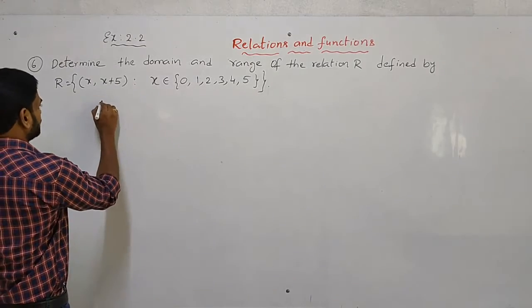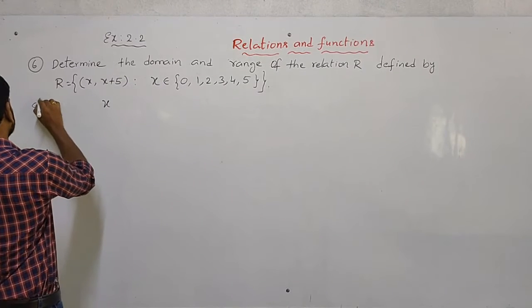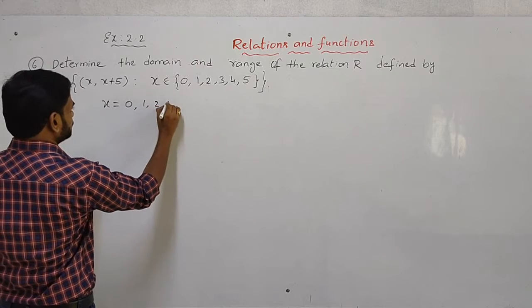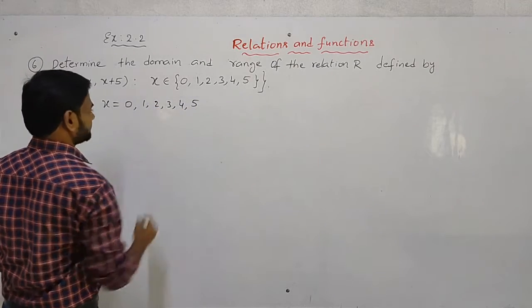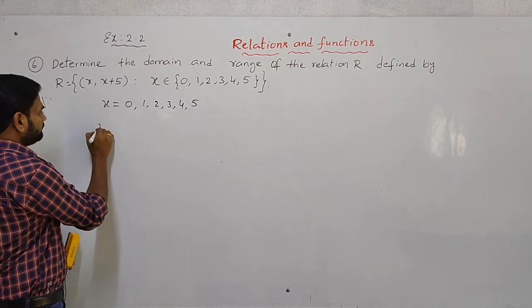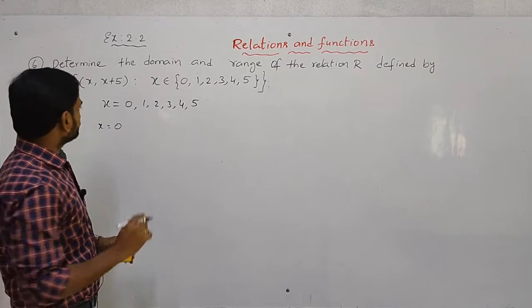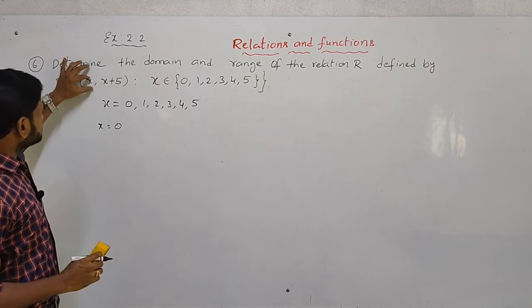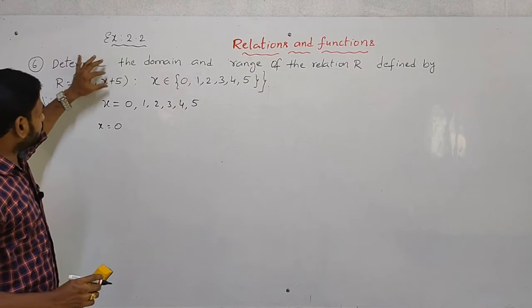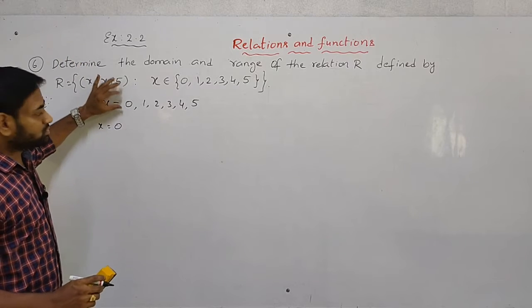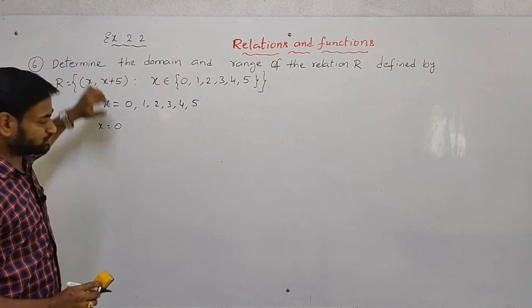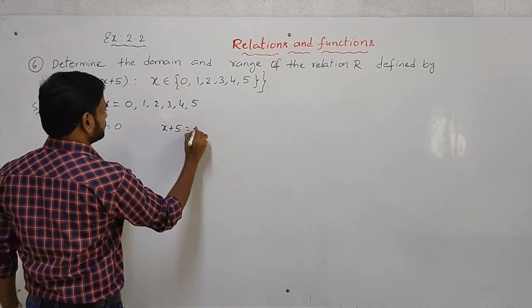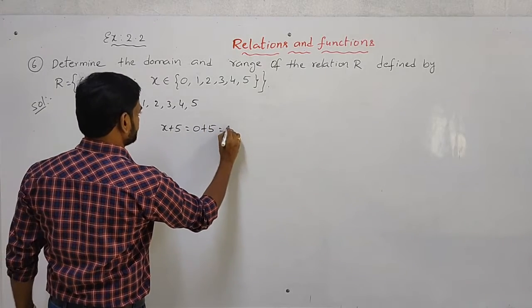Now here, what are the x values? X equal to 0, 1, 2, 3, 4, 5. Now, if x equal to 0, then what is x plus 5? So these are the x values, these are the x plus 5 values. We already have x values, so we have to find the x plus 5 values. So x equal to 0, now x plus 5 is equal to 0 plus 5, that is 5.